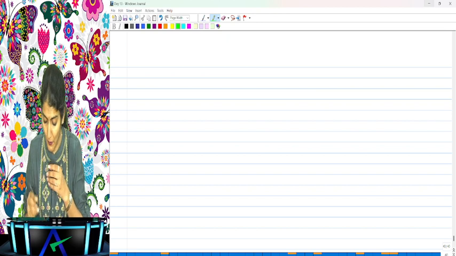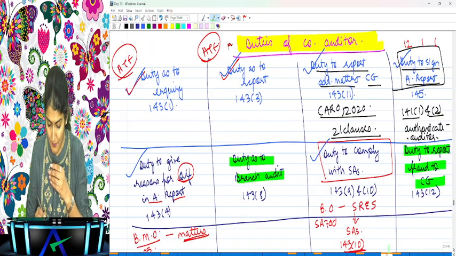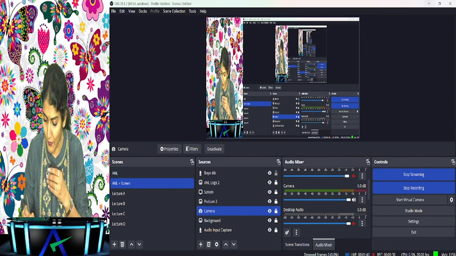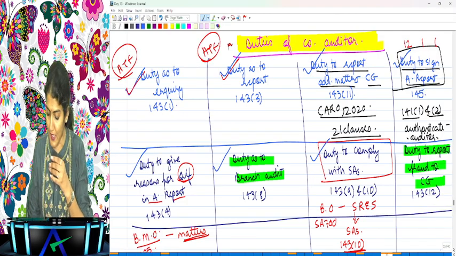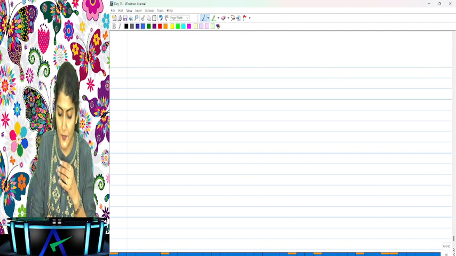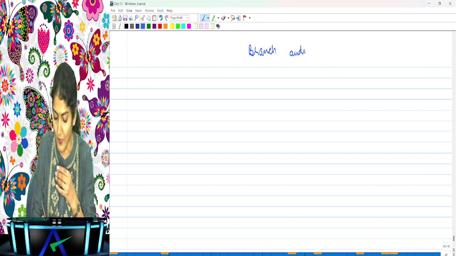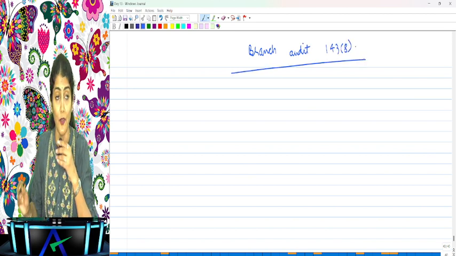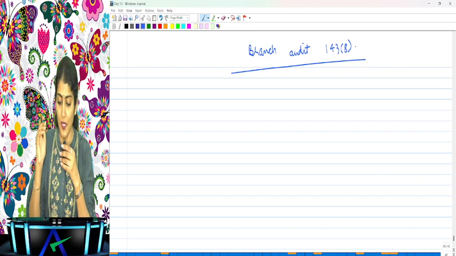Okay, right. So what are we discussing over here? We are discussing the duties of the company auditor. Are you all with me? We are discussing the duties of the company auditor, right? So now let's look into the next duty of the company auditor, duty as to the branch audit. Branch audit is given under section 143, subsection 8, which is regarding the duty as to the branch audit.